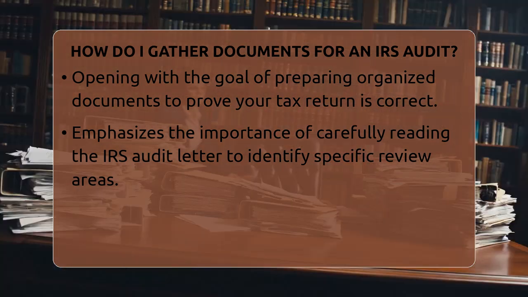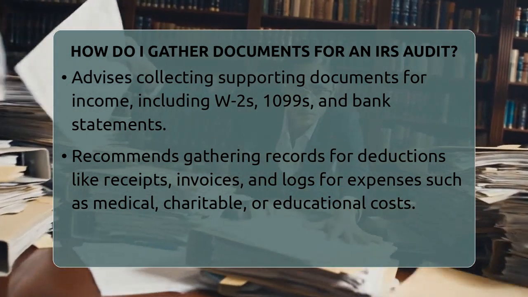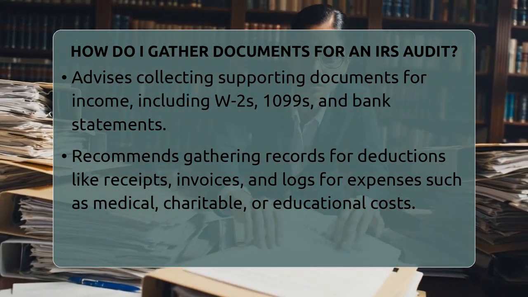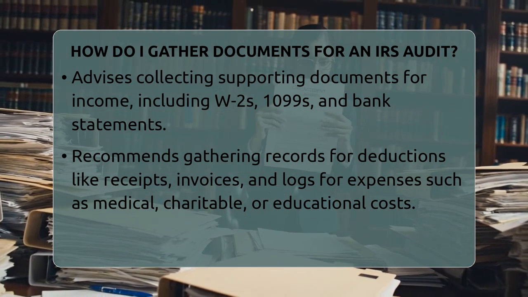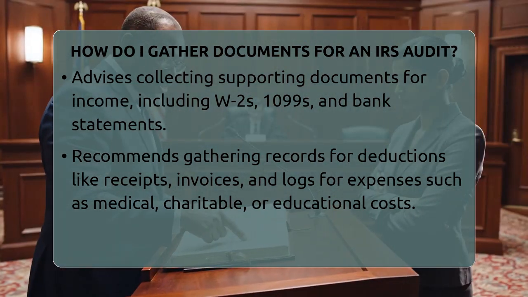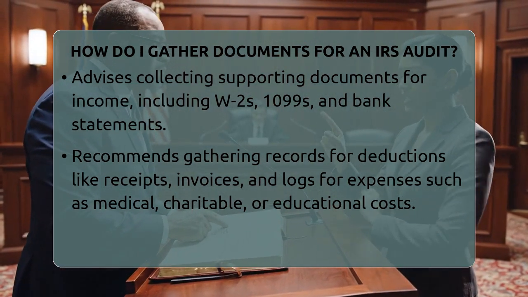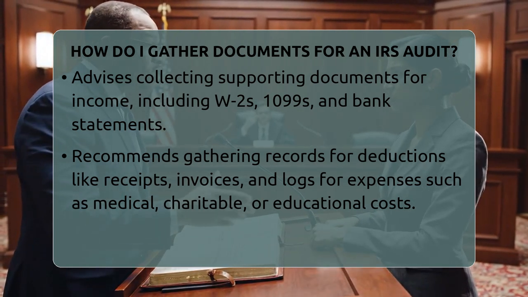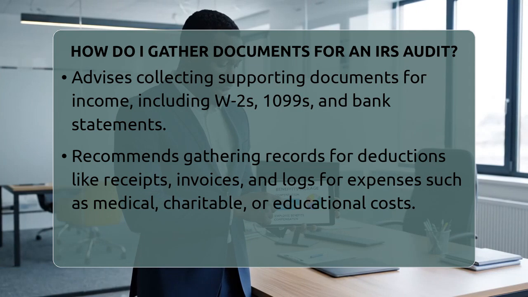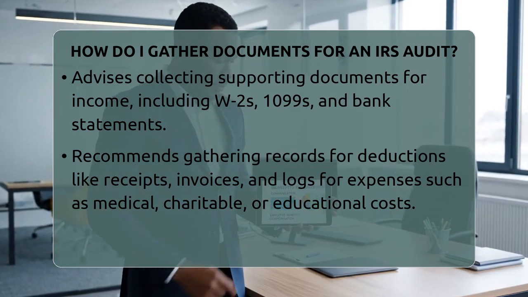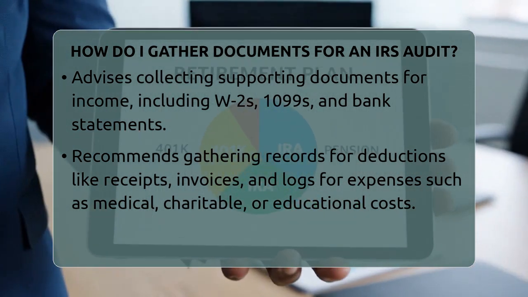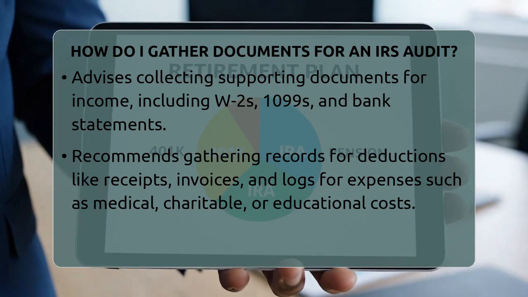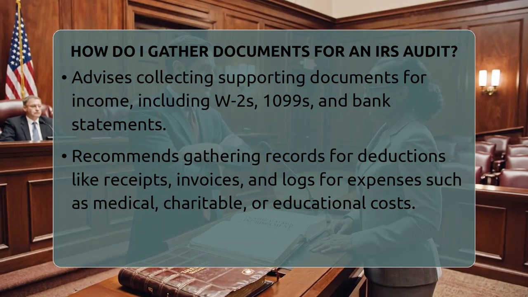For deductions, find receipts, invoices, and logs for expenses such as medical bills, charitable donations, or education costs. Keep copies of all supporting paperwork for these expenses. If you claimed mortgage interest or property taxes, include mortgage statements and property tax bills. For home improvements that qualify as medical deductions, gather receipts and contractor invoices.